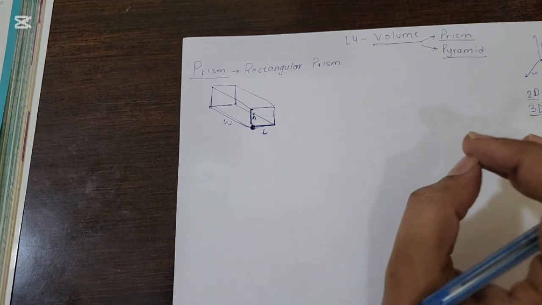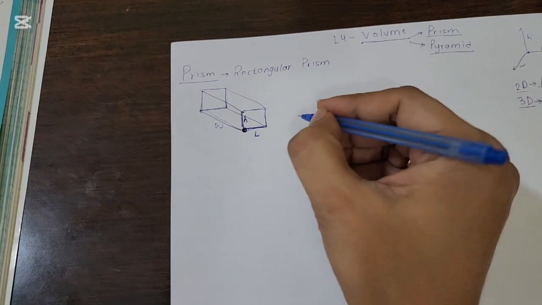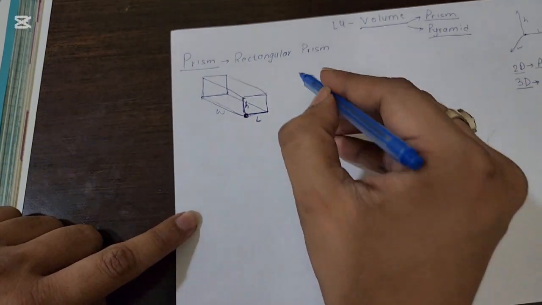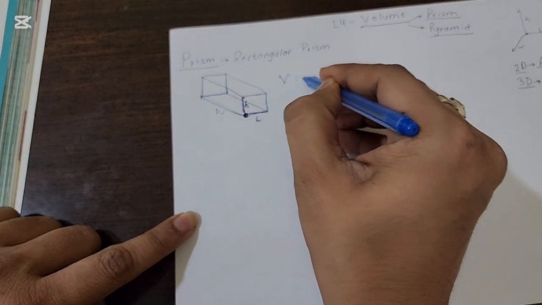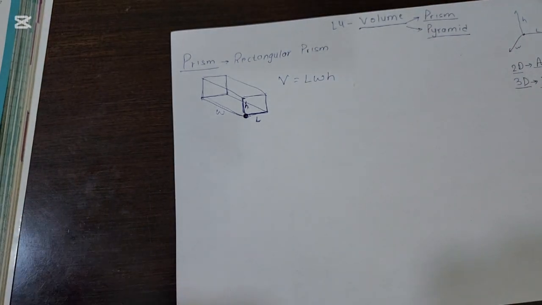So please learn the formulas, note them down properly, and revise them after every few days. Whenever a rectangular prism is given, the formula for volume is very simple: multiply the length, width and height. Nothing else. Multiply the length with the width and with the height, and you will get the volume.